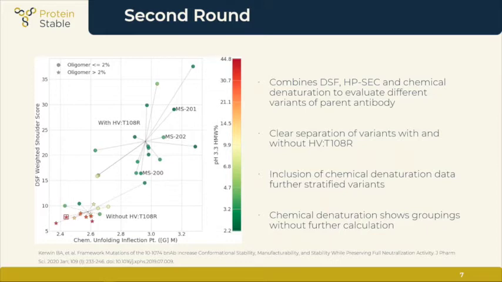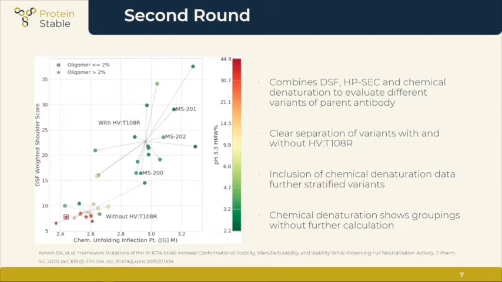And then on the x-axis of this graph, we have the chemical denaturation information. So we're looking at the unfolding inflection points. This is the concentration of denaturant that's needed to get half the antibodies into the unfolded state. No further calculation was required. The information was enough to distinguish the two populations of antibody variants.